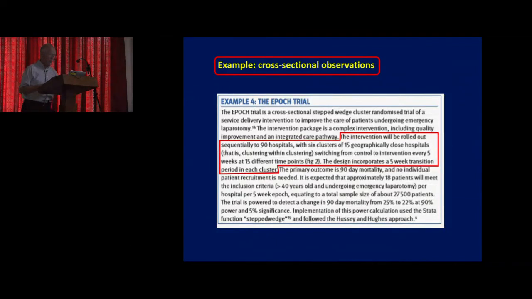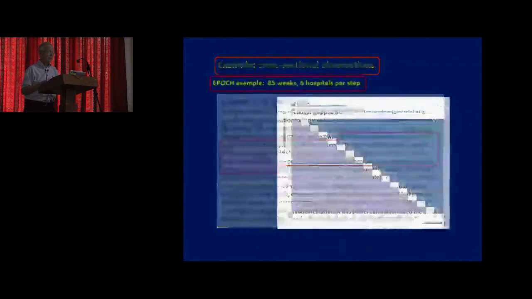So they switch over from control to intervention every 5 weeks at 15 different time points. Okay? So there's a 5-week transition period. We talked about that in the brain intervention. This is to get people used to things, going from the old method to the new method, and you have a variety of staff people that you'd have to familiarize with the intervention and so on. The outcome, 90-day mortality and so on. There are other details there.